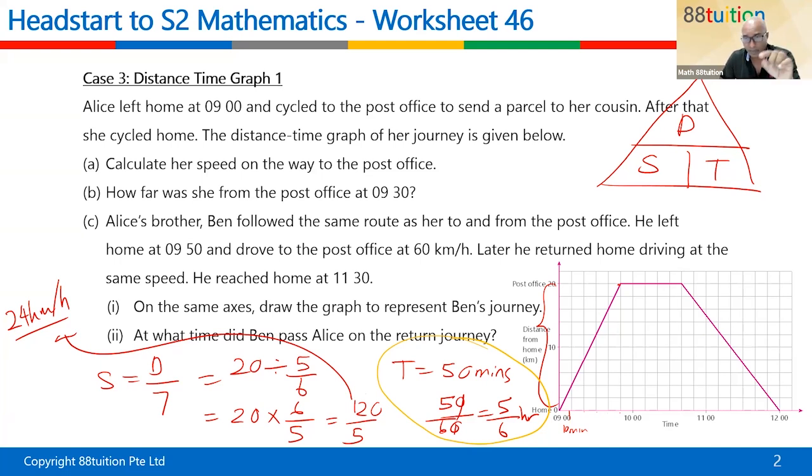You're almost there, but you have to do one more step to get the answer. At 30 minutes, she did 12 kilometers, right? In half an hour, she covered the distance of 12 kilometers. So what's the balance left?